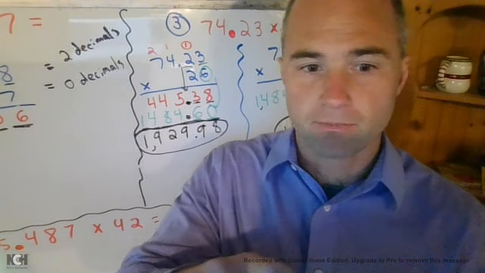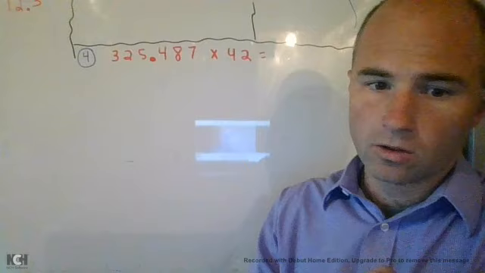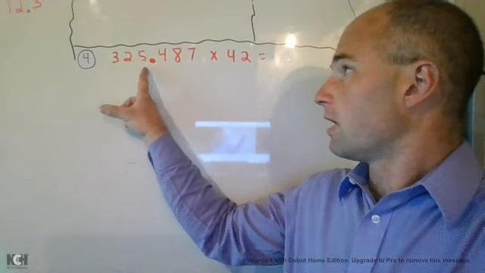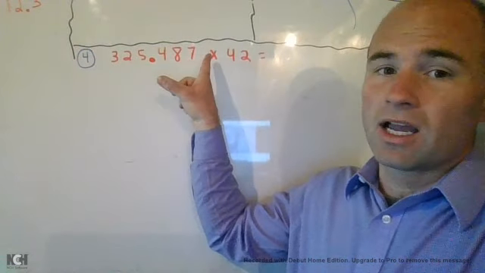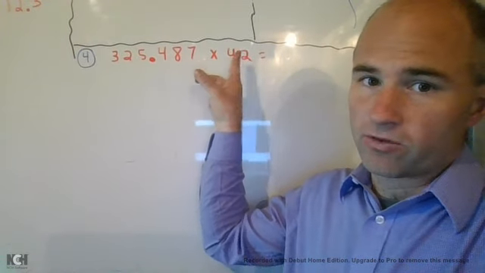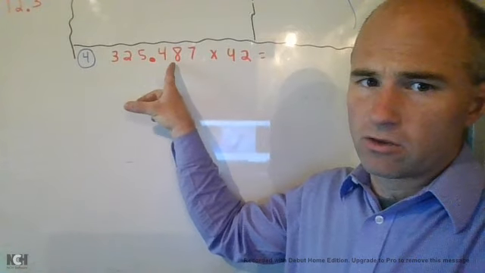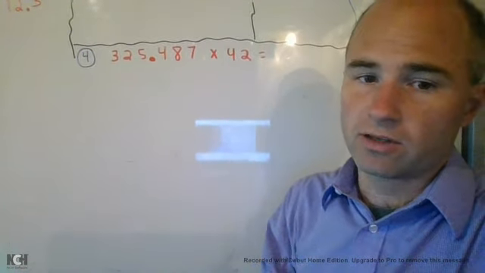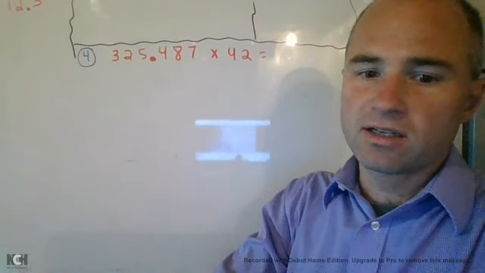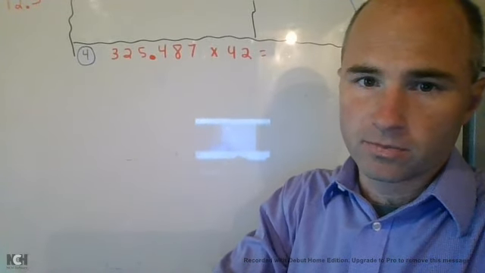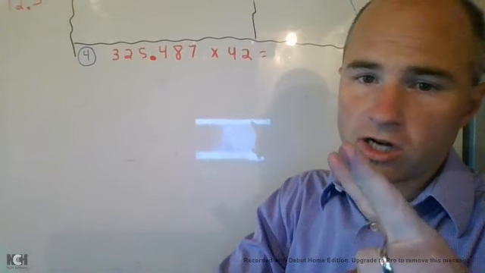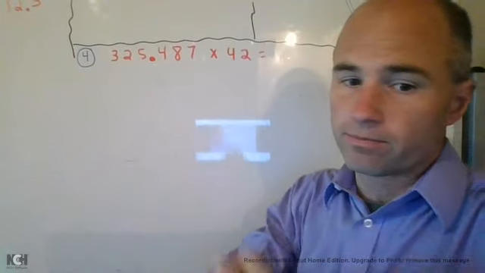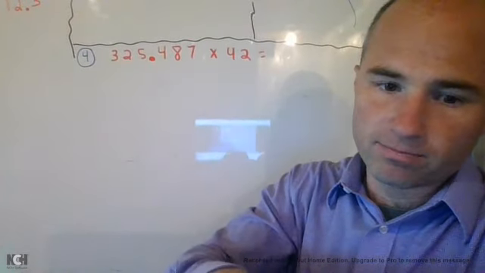Okay, moving on to number 4. Okay, for number 4, here we are with 325 and 487 thousandths times 42. How many place values are there? 1, 2, 3. So your answer should have 3 place values. Go ahead and hit the pause button to solve this problem. Either use strategy 1 or use strategy 2. Remembering, I say that because we have a 2-digit number here. Hit that pause button now.